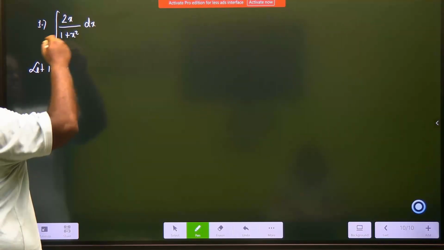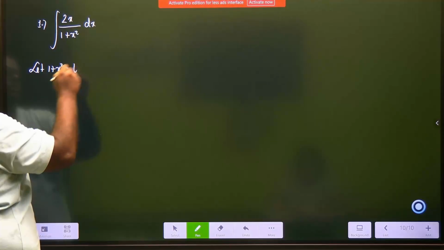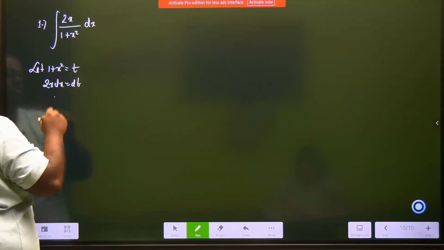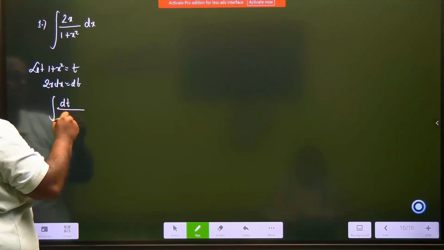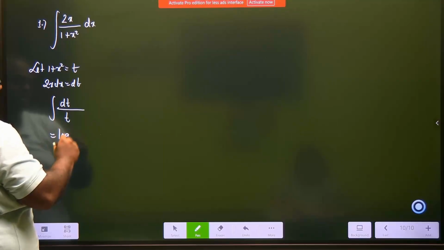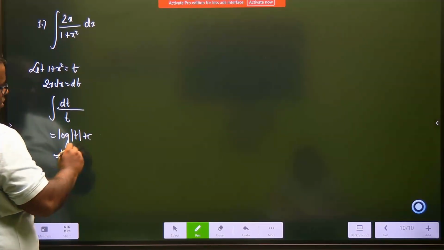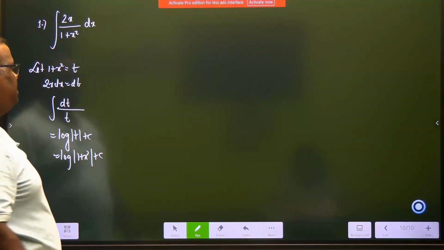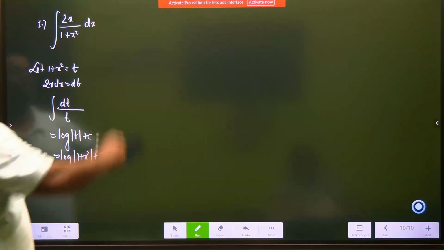These denominators are going to eat your life. You need to remove them, bring everything in one line. Let 1 plus x square be t, 2x dx equals dt. So your integral becomes dt by t, which is equal to log of t plus c, which is equal to log of 1 plus x squared. So easy, so easy. Let's see the next one.